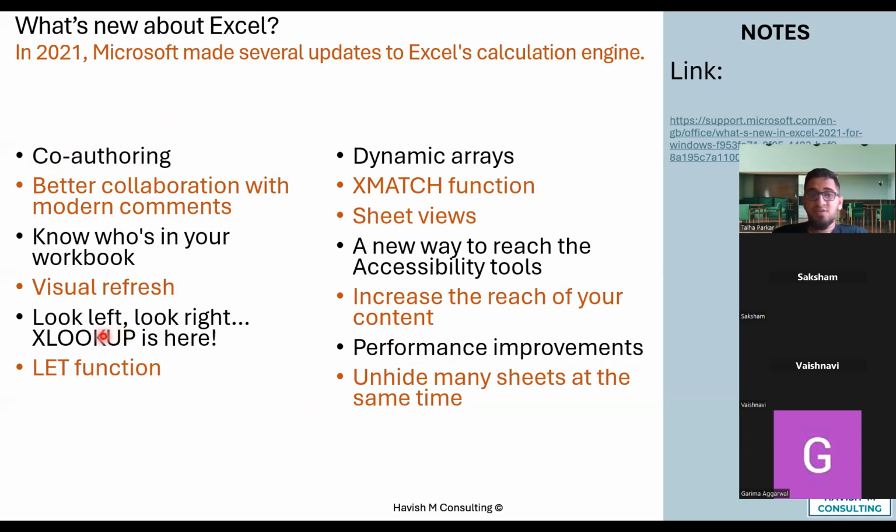There is a visual refresh. XLOOKUP was introduced, right? The LET function was introduced, which lets you define your own custom names. There were dynamic arrays. There was XMATCH, which is like MATCH on steroids, the advanced version of MATCH. Then you've got sheet views, which is navigation. You've got accessibility, performance improvements, and unhide many sheets at the same time. This was not there for a very long time. In Excel, if you have 50 sheets and you've hidden 30 of them, you would have to unhide them individually. Now you can unhide multiple sheets at the same time.